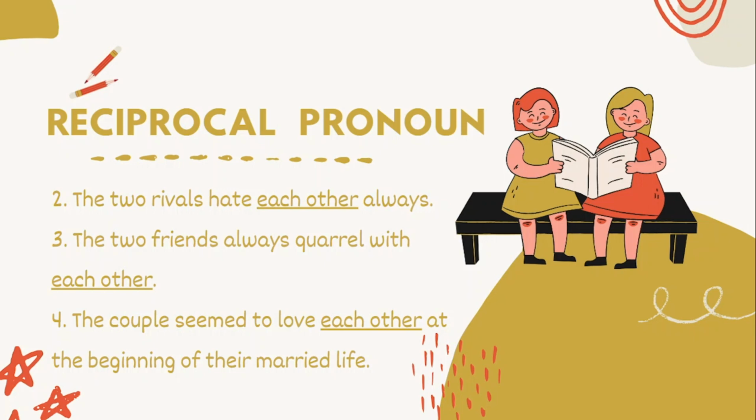The first friend always quarrels with the second one, and the second friend always quarrels with the first one. That is the meaning of this sentence. Here, the word each other shows such a mutual relationship between the two friends. Do you know why each other is used in this example? Only two persons are there, that is two friends. Observe it. Next, see the fourth example.